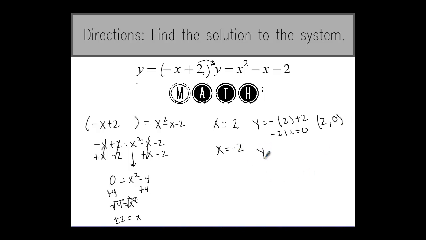Then I plug in my negative 2, so y equals negative, plug in negative 2 for x, plus 2. Distribute the negative, negative, negative becomes positive, 2 plus 2 equals 4, so the point here is negative 2, 4. Since we know that we can have two solutions, that means that when I graph this linear equation and this quadratic equation, it intersected the quadratic 2 times at 2, 0 and negative 2, 4. Since I have found two solutions, I know that I have accomplished my mission and that this problem is finished.